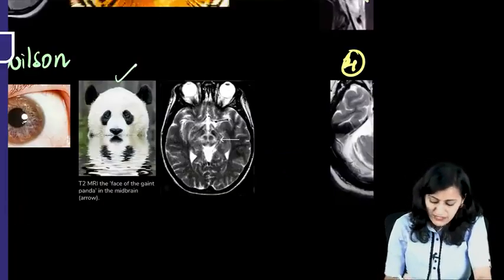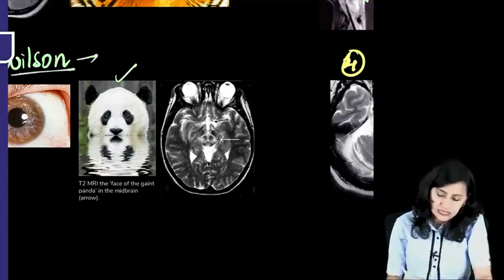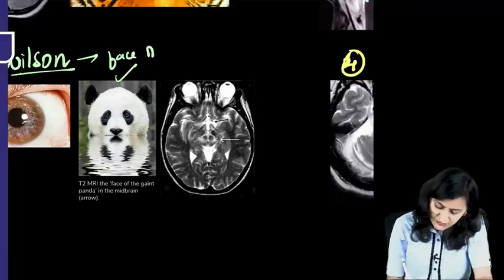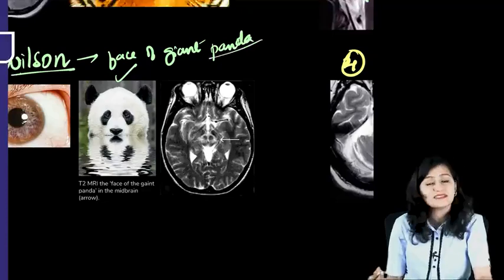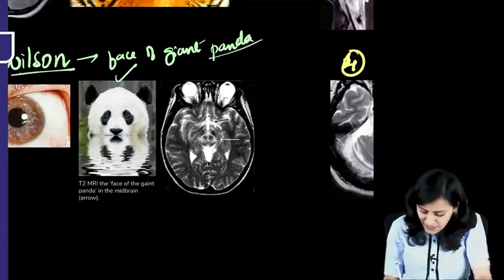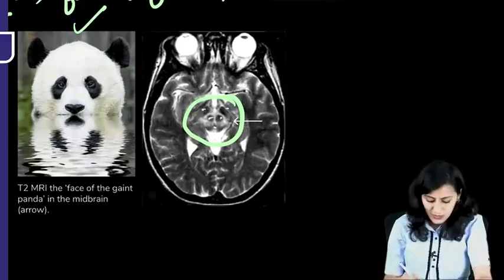Next, we have this face of giant panda sign. Who has a face like giant panda? Wilson. So remember, Wilson has face of giant panda or mini panda or double panda, whatever panda it is, it's Wilson's. Face of giant panda we see here in the midbrain. This is the face of giant panda sign, Wilson's.